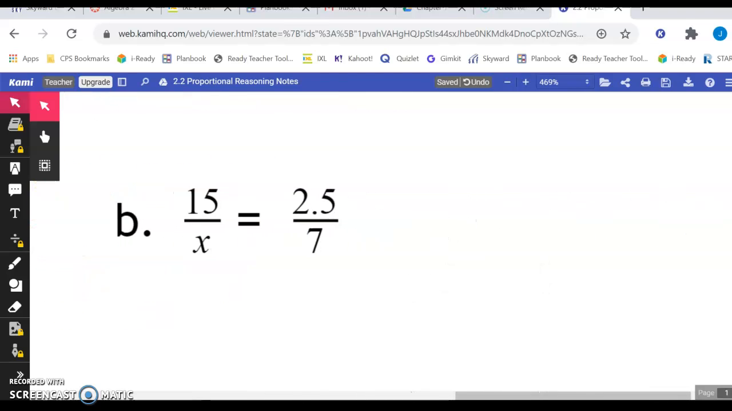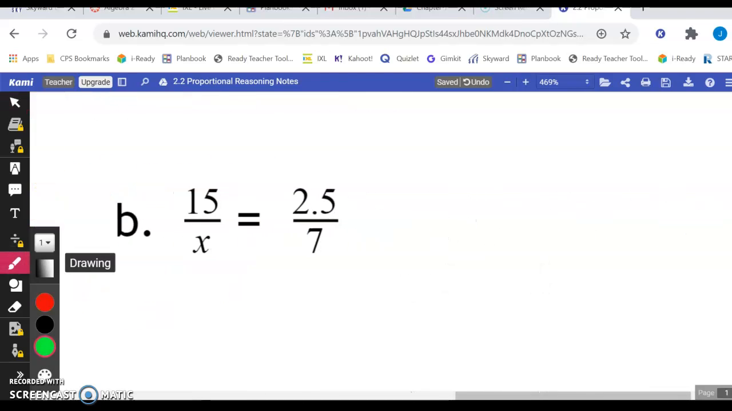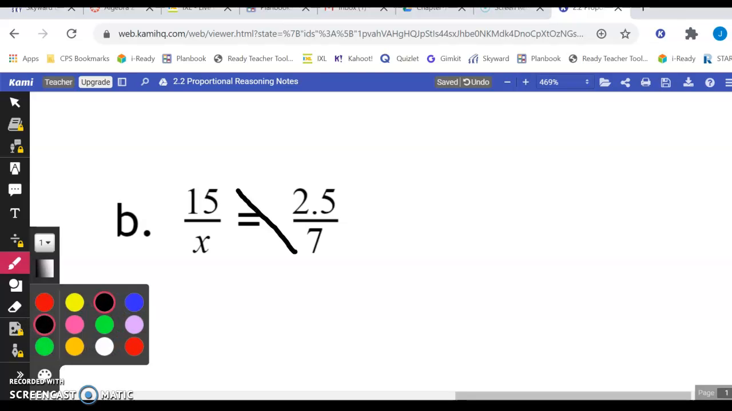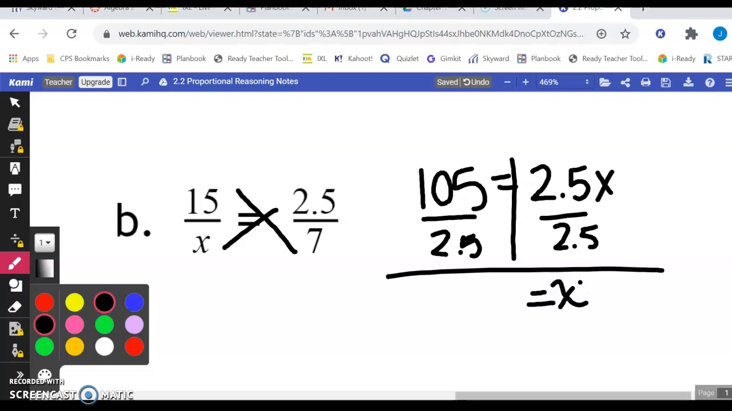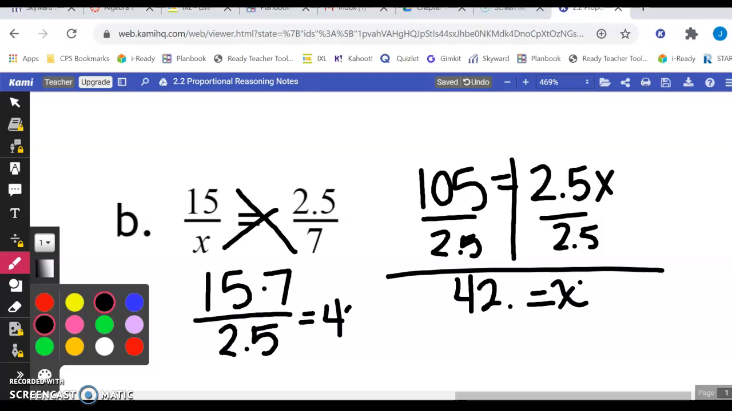Then over here for part B, we have to solve for x. So we are going to do 15 times 7, which is 105. And then we're going to do x times 2.5, which is 2.5x. And then I'm going to have to divide both of those by 2.5. So x equals 42. Again, you could have taken 15 times 7 and divided it by, across from the x is 2.5. You're still going to get an answer of 42.